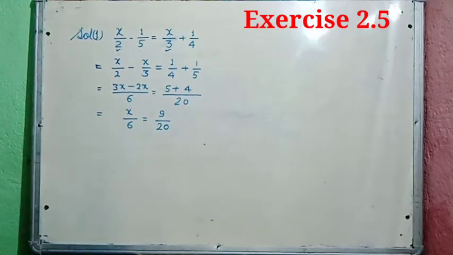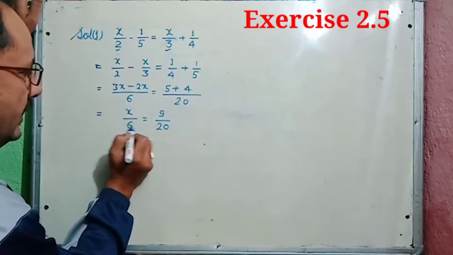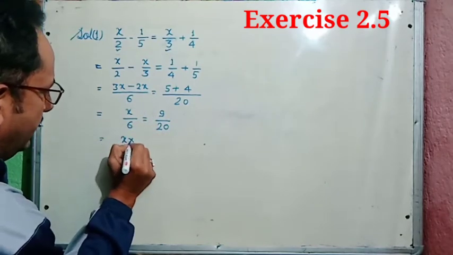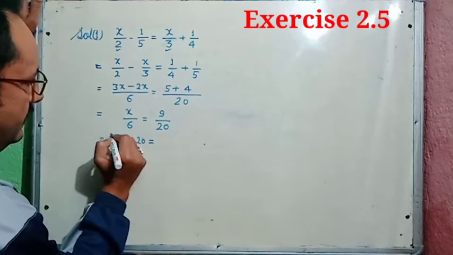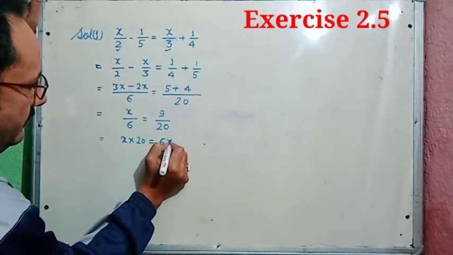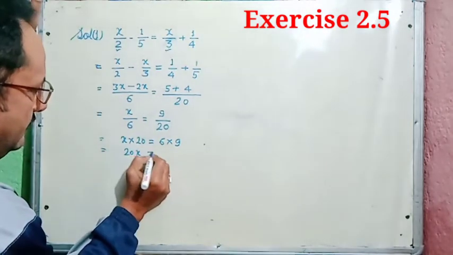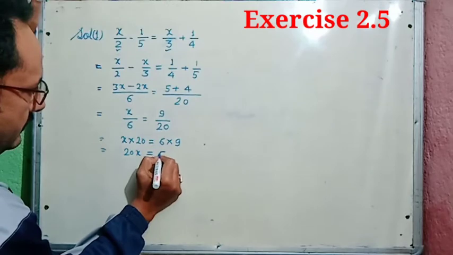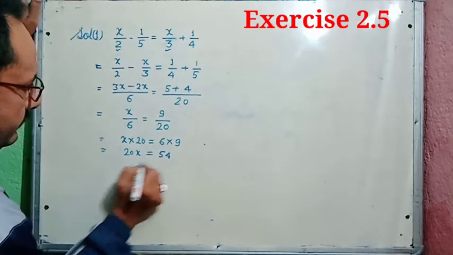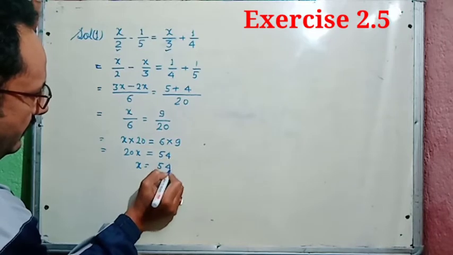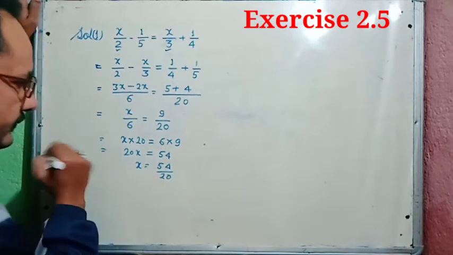Now in this condition, you know very well, what can we do? We can cross multiply: x into 20 and 6 into 9. By cross multiplying, x in 20 equals to 6 into 9. Now next step, 20x equals to 54. x is equals to 54 divided by 20.